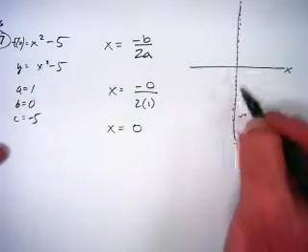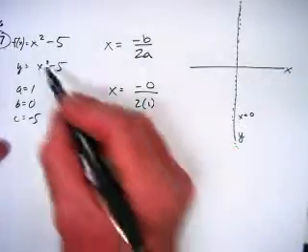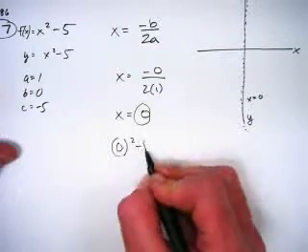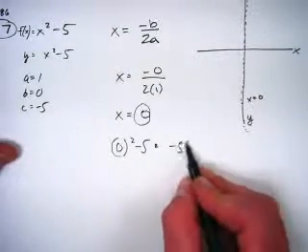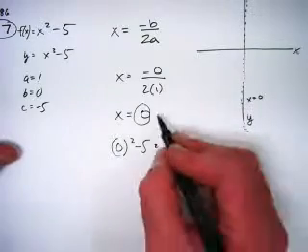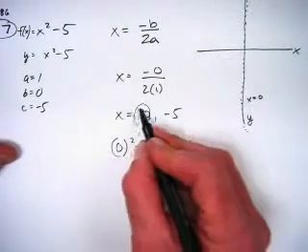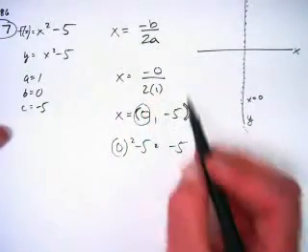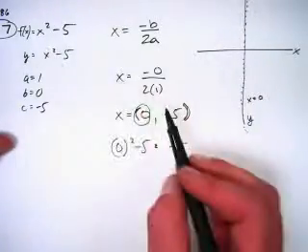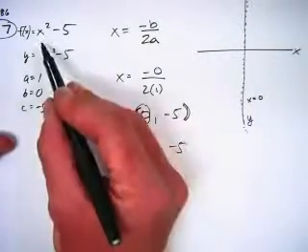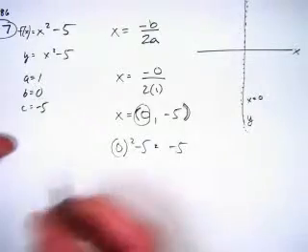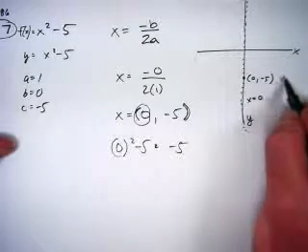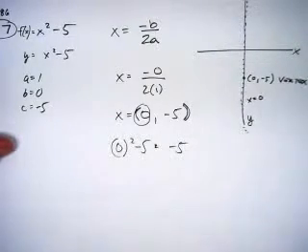Now to find out where on that line it starts, we plug this 0 back in for x in the original problem. So now we have 0 squared minus 5. We get negative 5 for that. That's the y-coordinate of our vertex. So now we have 0, negative 5 as our vertex. The x-coordinate of our vertex is negative b over 2a. The y-coordinate is whatever we get for y when we plug 0 back in for x in the original equation. In this case, we got negative 5. So 0, negative 5 is the vertex of this parabola.